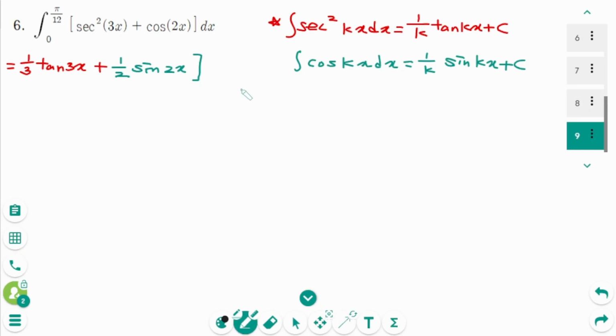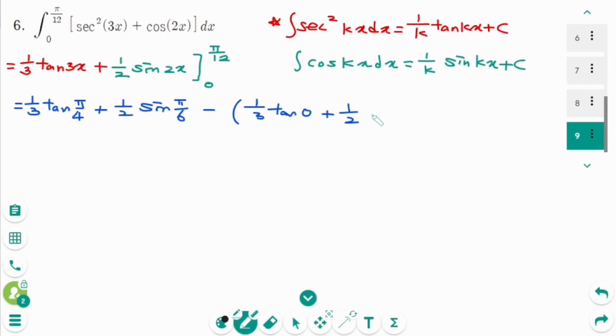We also don't need to change the limits, so 0 to pi over 12 equals 1 over 3, use the upper limit, tangent 3 times pi over 12, which is pi over 4, plus 1 over 2 sine of 2 times pi over 12, which is pi over 6, minus, use the lower limit, 1 over 3 tangent 3 times 0, still 0, plus 1 over 2 sine of 2 times 0 is 0.